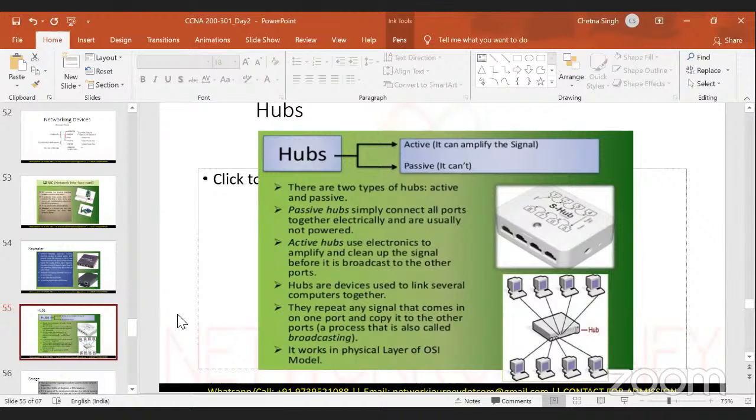So this is no more in the picture. You can understand that in such a scenario there will be a lot of congestion, and the bandwidth will be simply choked up because you're trying to transmit or broadcast to everyone. Hence, hub is no more in the picture. It is obsolete. Though we have active and passive hubs, this is just for information.